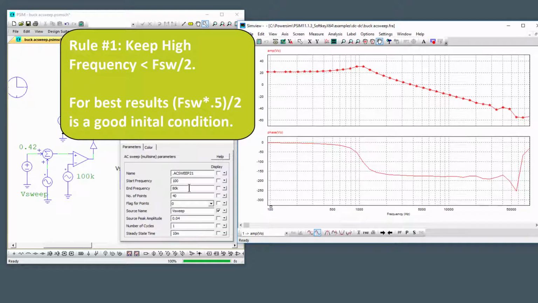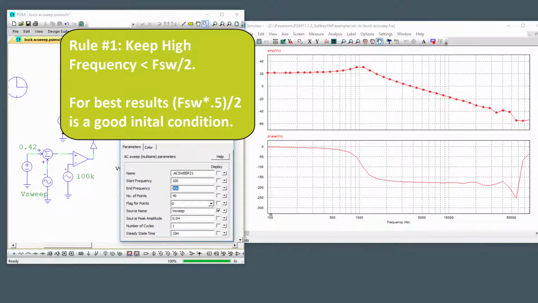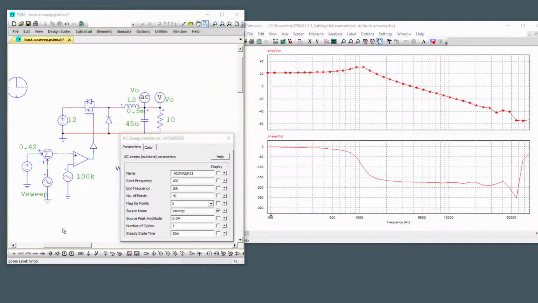Just keep it beforehand, and we can't sweep out to some arbitrarily high frequency. We need to respect the switching speed. So keeping that back at 20k, we'll change this and sweep it again to get our response back.